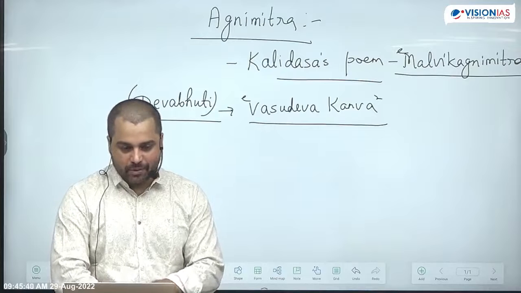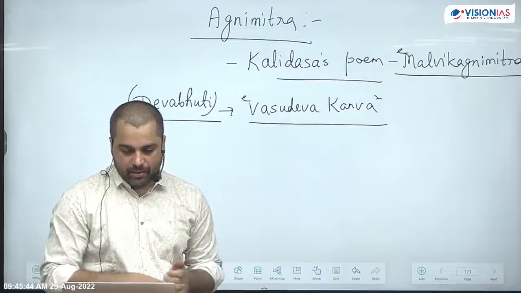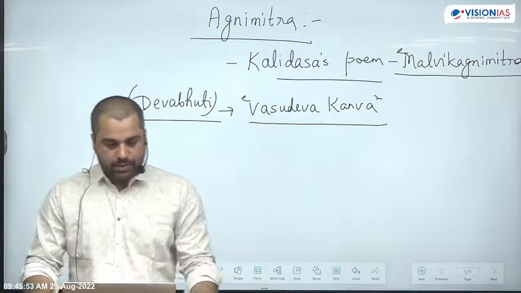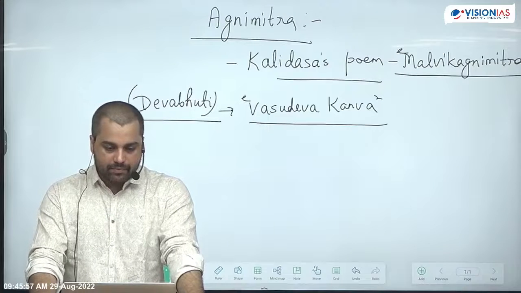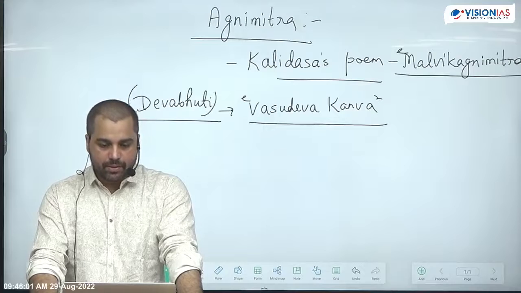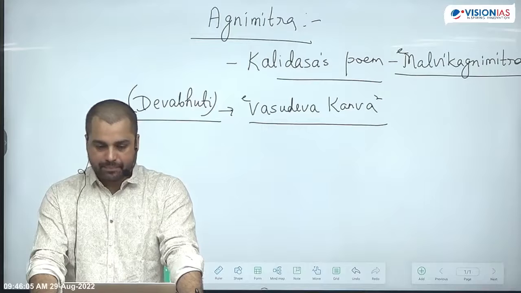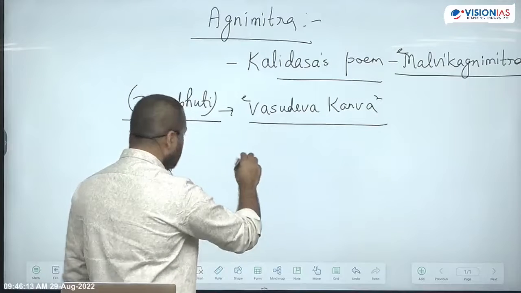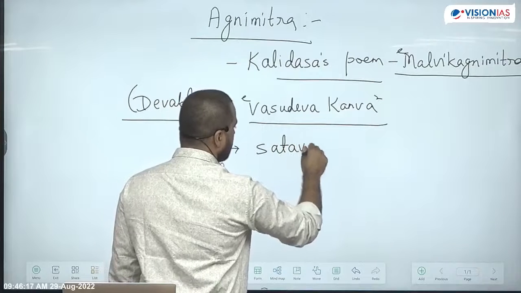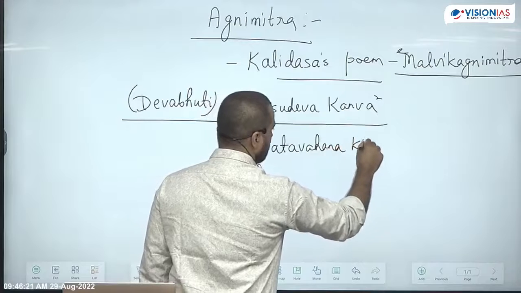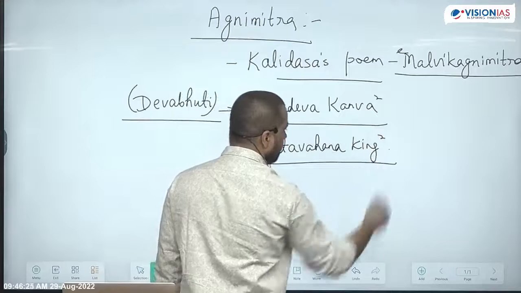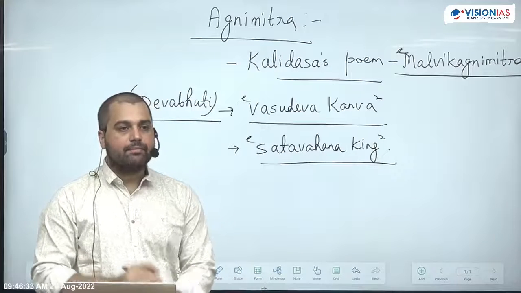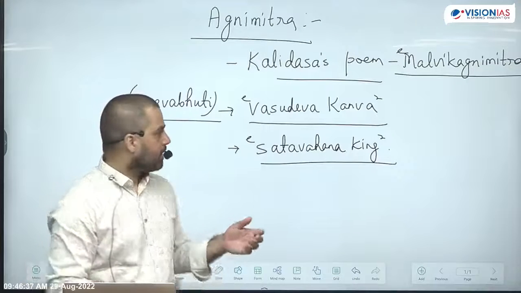Kanva dynasty ruled till 28 BC. The last Kanva king was killed by a Satvahana king. We are going to talk about Satvahanas in today's class itself. So anyways, this ended Magad Empire जो हम पढ़ते हैं, and Patliputra as a great kingdom.